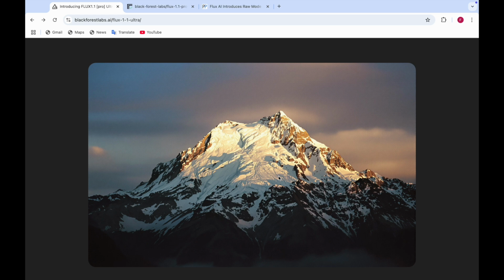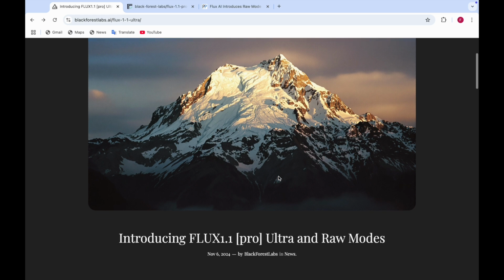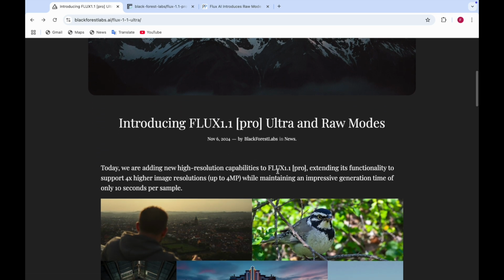I'll be telling you about Ultra mode also. Scrolling down here, Ultra mode is basically high resolution. It can go up to 4K and it also maintains an impressive generation time of only 10 seconds per sample, meaning per sample it takes only 10 seconds.